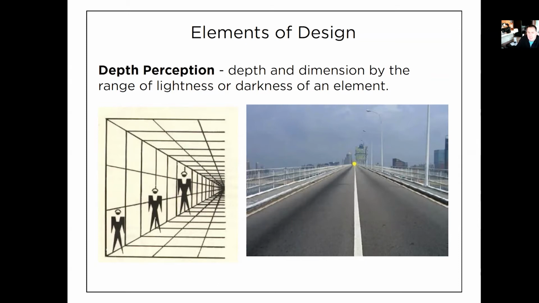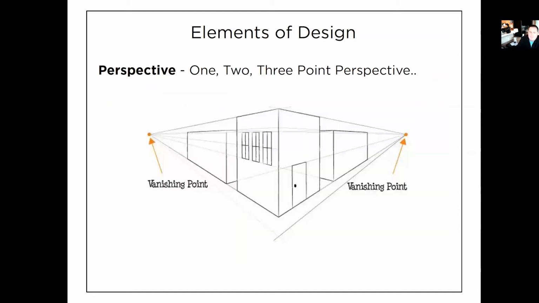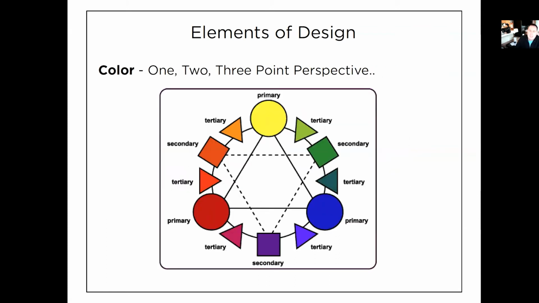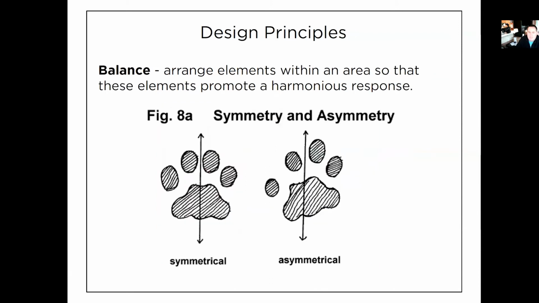So you may have learned in art class that there is 1, 2, or 3 point perspective. Those help give some kind of dimension or depth to any kind of design. Here we have 1, 2, 3 point perspective. What you're seeing here is considered a 2 point perspective, where you've got 2 points where everything converges to that particular point. We also have color. We've got a color wheel, which deals with all the primary, secondary, and tertiary colors.